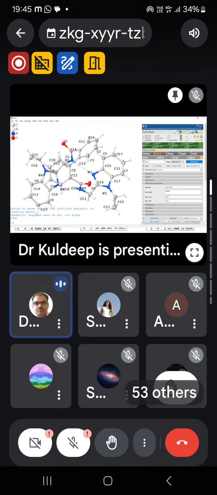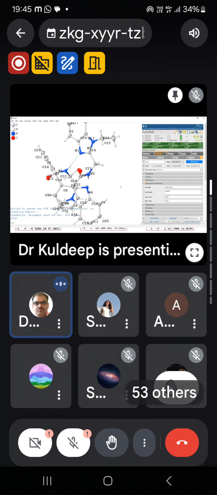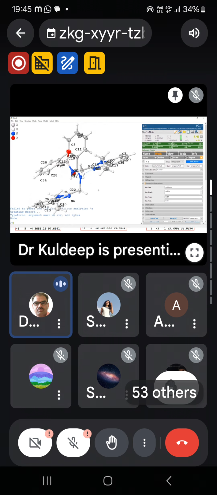Okay, so this is a file, and this is the one. This was the first structure which I illustrated. So if there is any query, you can ask. Otherwise, I will move to the next file.